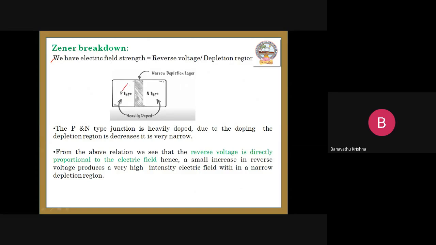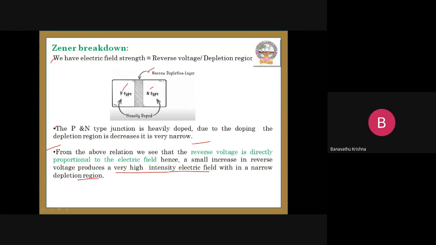Here the p-type and n-type materials, as I told you, are heavily doped materials. Due to that, the depletion layer decreases; it is a narrow depletion layer. Due to the doping, the depletion region is very narrow. From the above relation, we see that the reverse voltage is directly proportional to the electric field. Hence, a small increase in reverse voltage produces a very high intensity electric field within the narrow region.